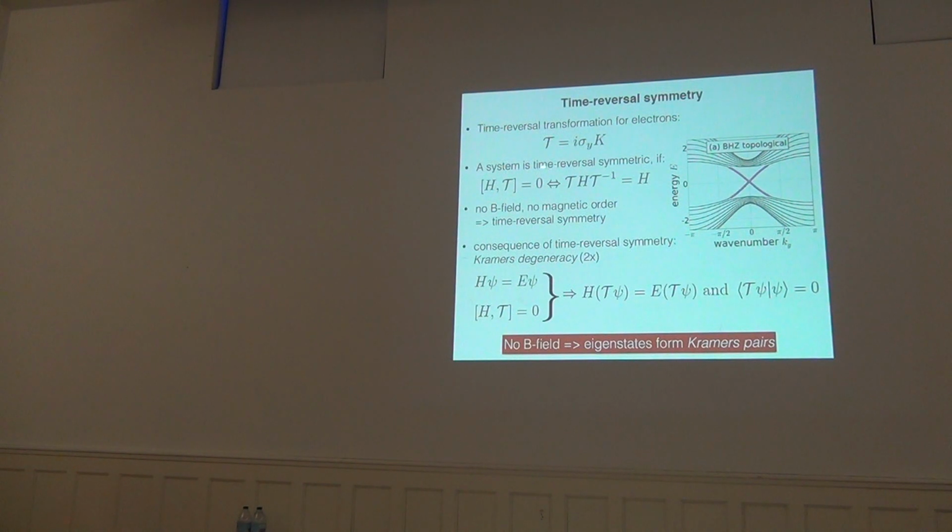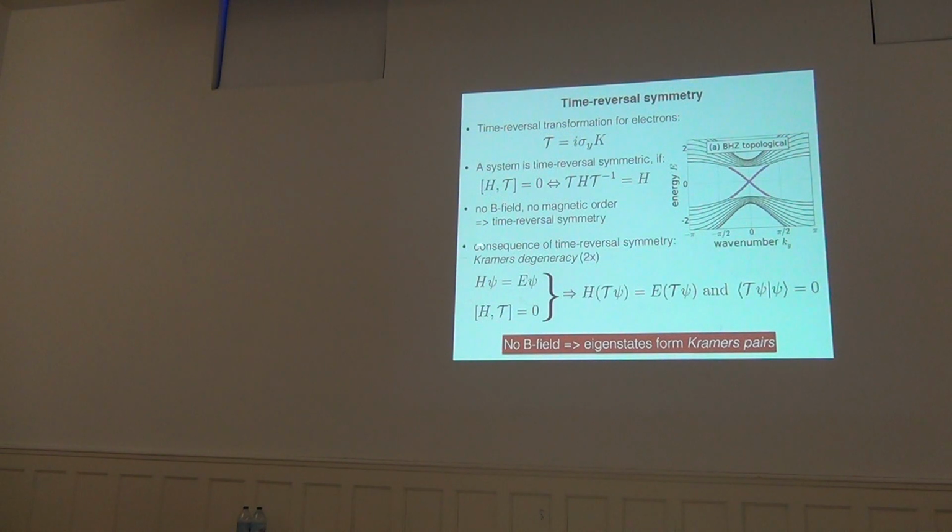You call your system time reversal symmetric if this time reversal operator commutes with the Hamiltonian, which means that if you transform your Hamiltonian with this time reversal operator, then you get the Hamiltonian itself. Usually, an electronic system is time reversal symmetric if there is no B field and there is no magnetic order in the system, then you have a time reversal symmetry.